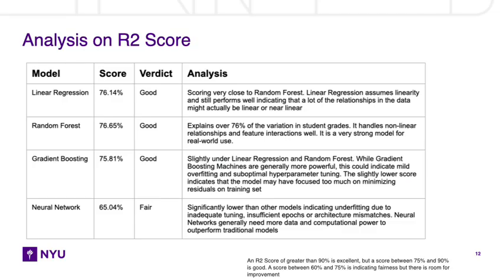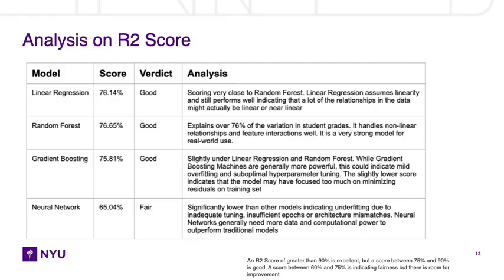And here I went into a deeper analysis of the R2 score per machine learning model. Linear regression assumes that the data is linear and performs well, indicating that a lot of the relationships in the data might actually be linear. For random forest, it explains over 76% of the variation in student grades. It handles nonlinear relationships and feature interactions well.